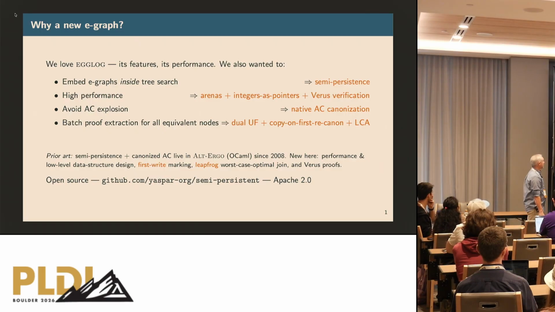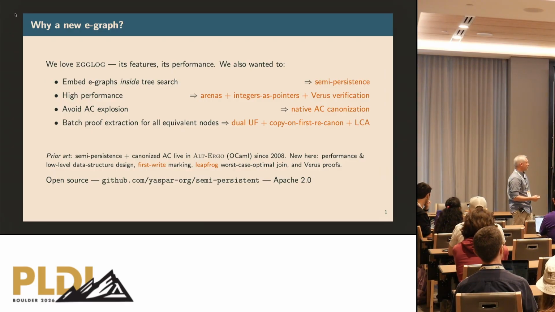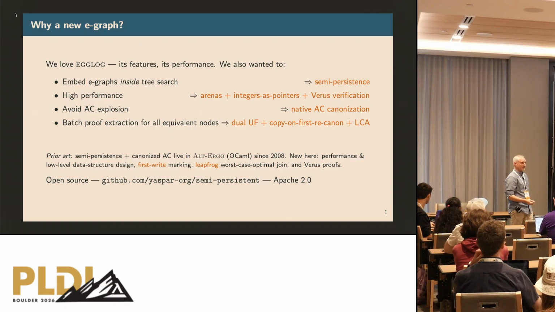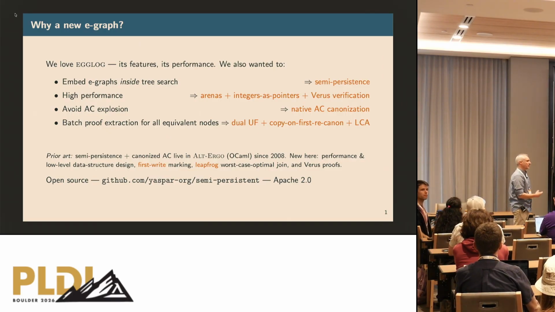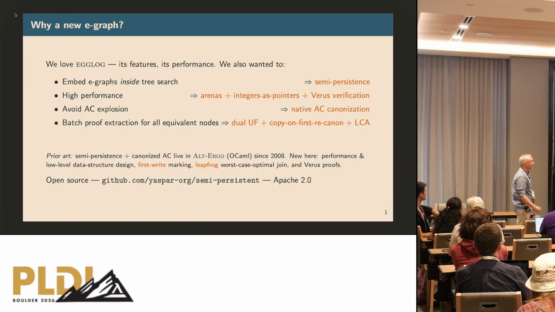And then we wanted to solve AC explosion. As you know, when you use egglog, you often have to express associativity and commutativity using rewrite rules, and here we use canonization to implement the same as replacement for rules. And we also wanted batch-proof extraction for all equivalent nodes, and we came up with a shadow data structure like union find and a very efficient least common ancestor algorithm.